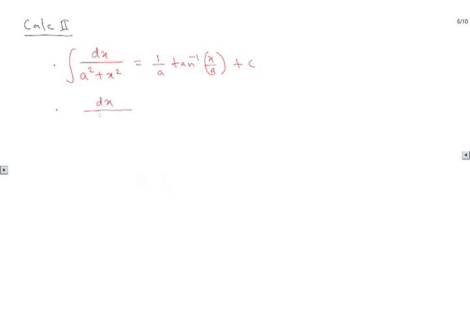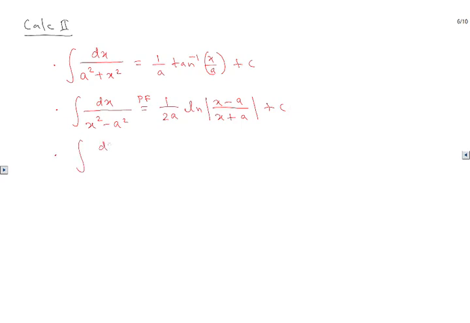And the second formula that we need for our purposes is dx over x squared minus a squared. What if you have a negative sign instead? When you have x squared minus a squared, what we normally do is use the partial fraction method. If you use the partial fraction method, you get the final answer as 1 over 2a natural log of x minus a over x plus a, plus c. For this class you can use this as a direct formula, but in Calc 2 you have to prove this.